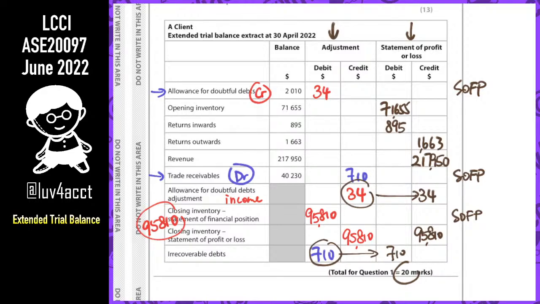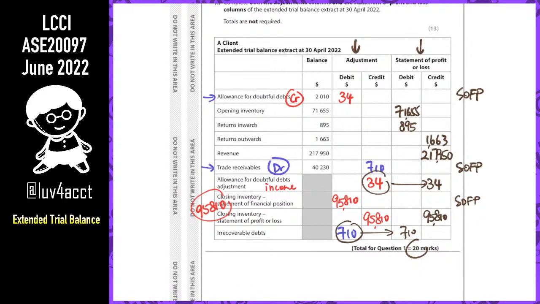13 marks. Let me count: 1, 2, 3, 4, 5, 6, 7, 8, 9, 10, 11, 12, 13. Yes. 1 entry for 1 mark. 13 easy marks, if you know the stuff. We have finished this question. 20 marks. Done.